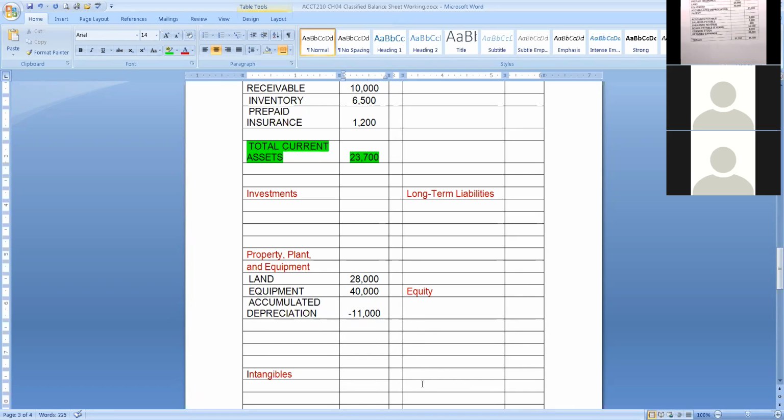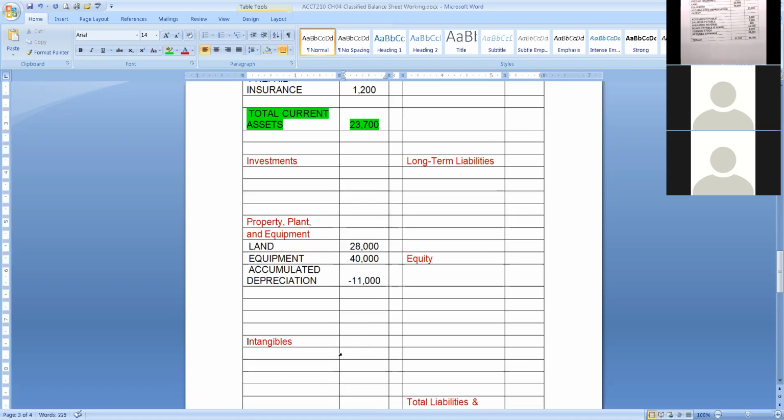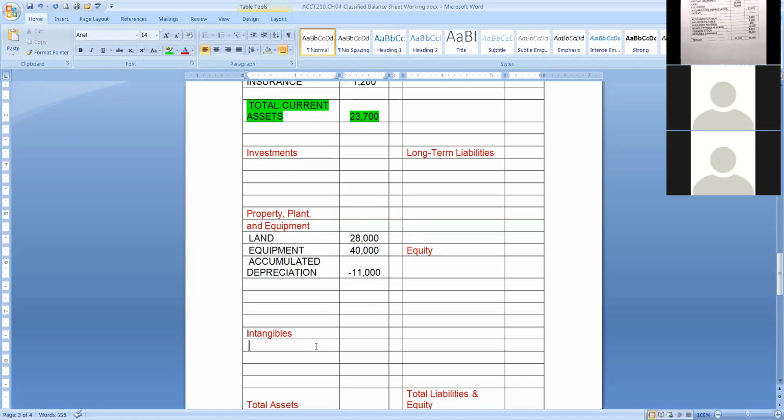The handout needs a few tweakings, I'm finding. You can probably see my error. What's the error I just made? It has to do with patents. What's the problem with patents? There's no price on it. Anyway, okay, so I'm going to do total property, plant, and equipment.